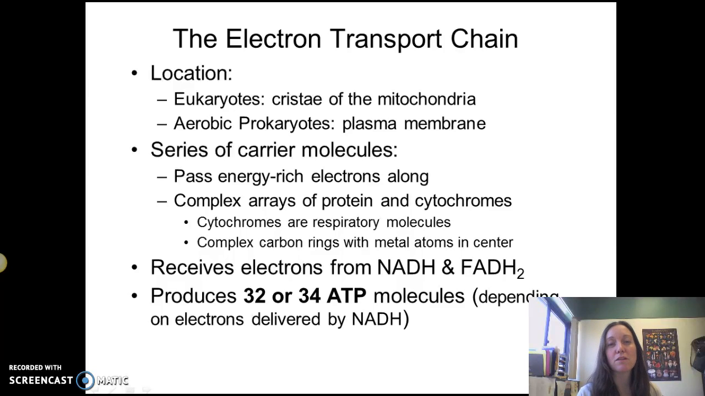So the electron transport chain accepts the electrons from NADH and FADH2 and carries those high-energy electrons down the chain to a low-energy state. This will help the production of ATP.